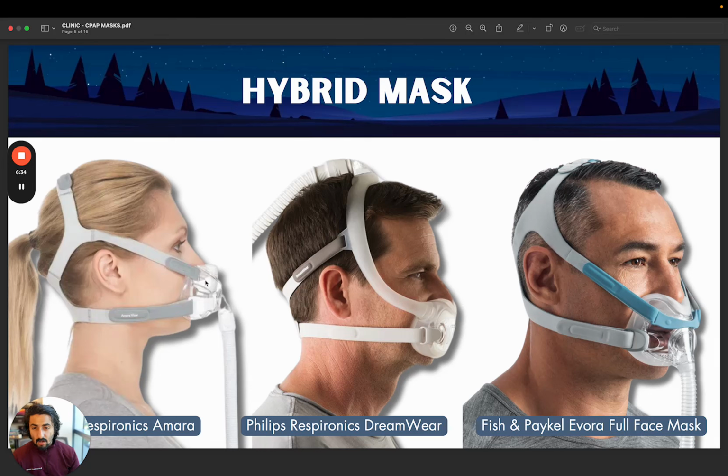Again, the common thing that you're probably noticing now is that the masks we've looked at so far come in two different designs. One where the hose comes off the top of the head, the other where the hose comes from the front of the mouth.